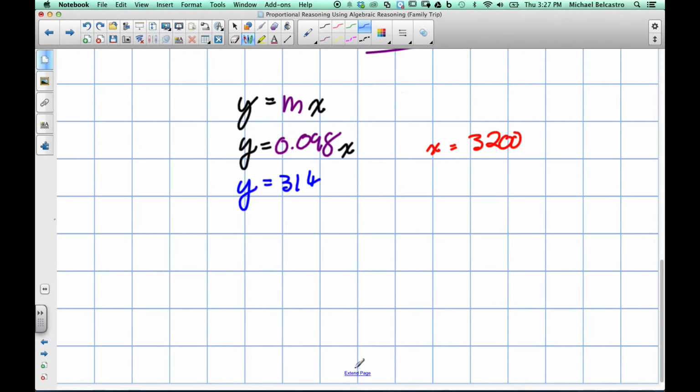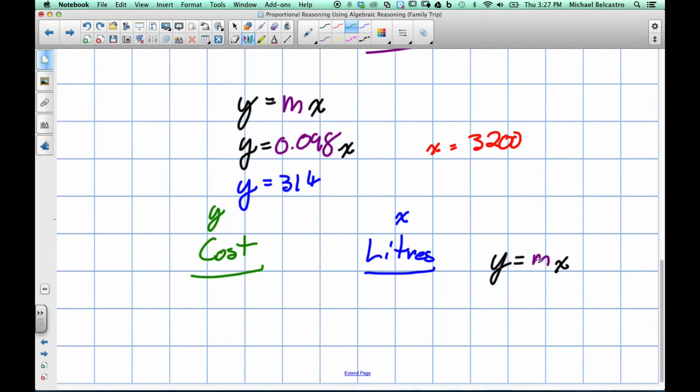Okay, the next part of this question, we have to build another formula. Our two variables in the next part are the family's cost, because that's really what they're asking us, and that depends on how many liters we use. So same idea, we're going to build an equation, y equals m times x, and we again have to give our x and our y value. We're going to call our liters our x, and our cost will be our y for this equation here.